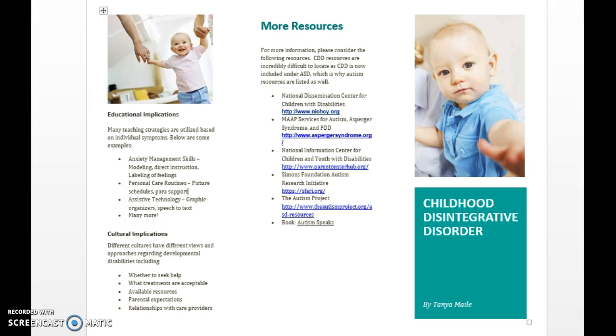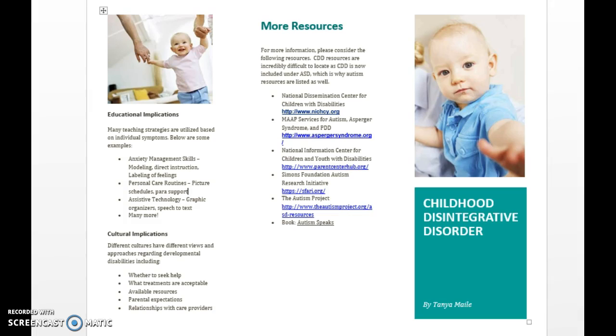So these influences can have an impact on whether families seek help, what treatments are used, what resources are available, and relationships between families and care professionals. Healthcare professionals and educators alike should remember to be mindful of these cultural differences. By being sensitive to these issues, we can provide helpful resources and treatment that will benefit the child.